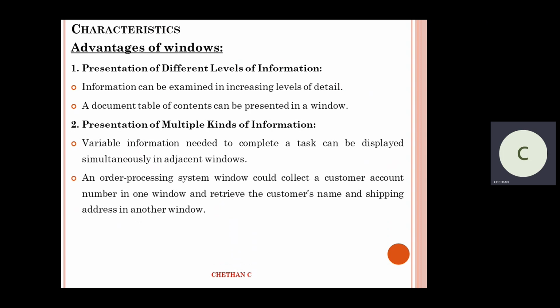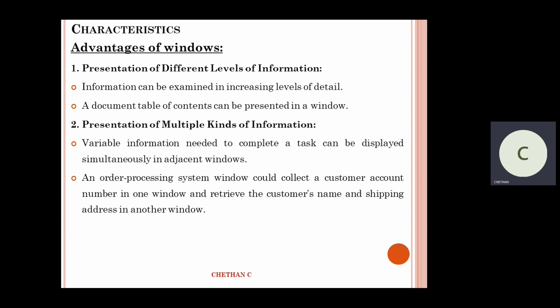Okay, next, an order processing system: a window which could collect a customer account number in one window and retrieve the customer's name and shipping address in another window. Everyone does this. A simple example is when you are searching for an item. You probably open 2 or 3 websites: Flipkart, Amazon, Myntra, Snapdeal. You open the same item in all 3-4 pages and then check for 2 things. One is cost, and obviously if you need that item very fast, then also the delivery date.